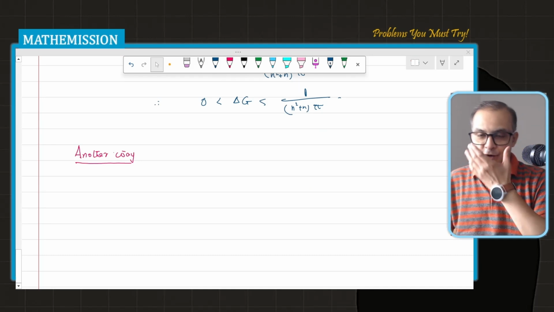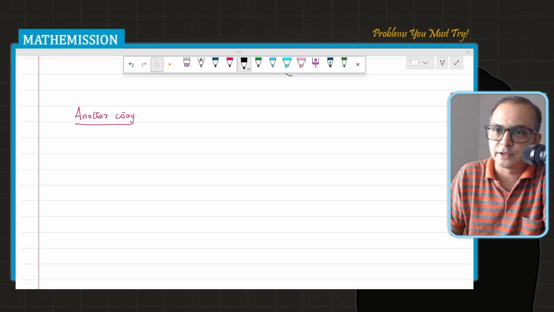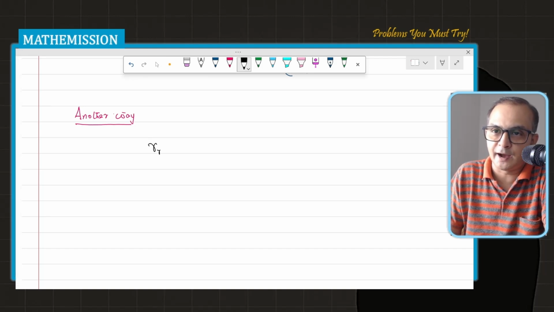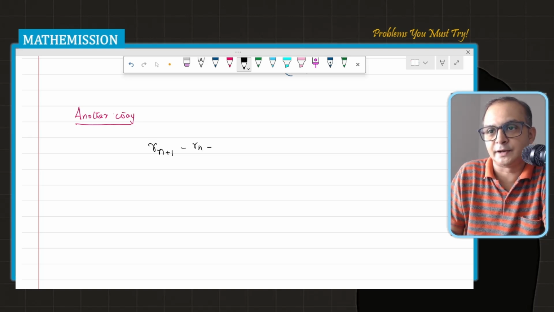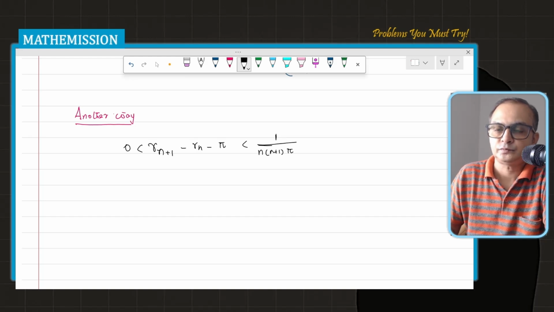Okay, so there is another way also to think. Can we think from the calculus point of view? I'm giving only the idea. So how do we establish this whole inequality with the help of calculus? So you have Rn plus 1 minus Rn minus pi, which is lesser than 1 over n into n plus 1 pi and more than 0.